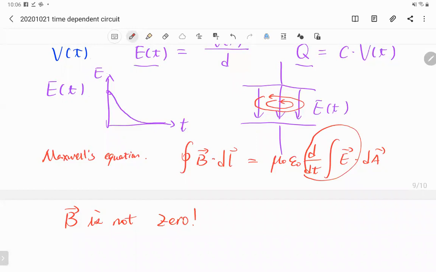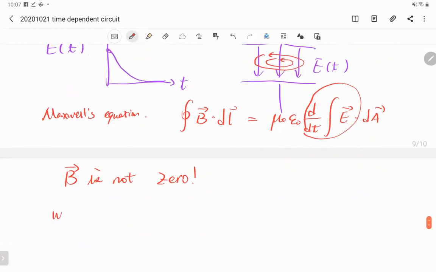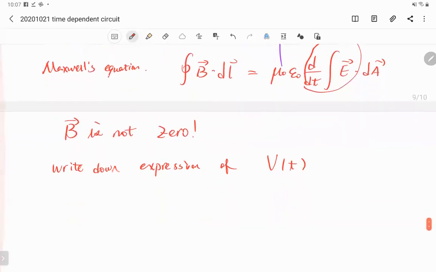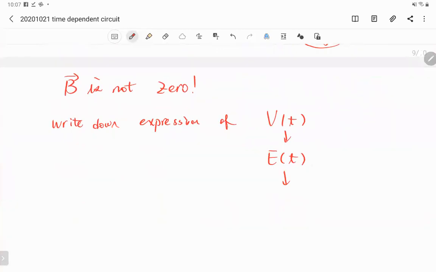So we'll ask such a question. But all of these questions will start from a time-dependent circuit. We will ask you to write down the expression of voltage as a function of time. Then we ask you to calculate the electric field inside the capacitor. Then from this, we are going to ask you to use the Maxwell equation to get the magnetic field as a function of time. So this is the flow of the exam for such problems.